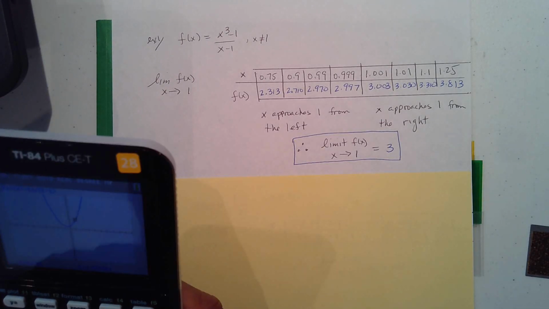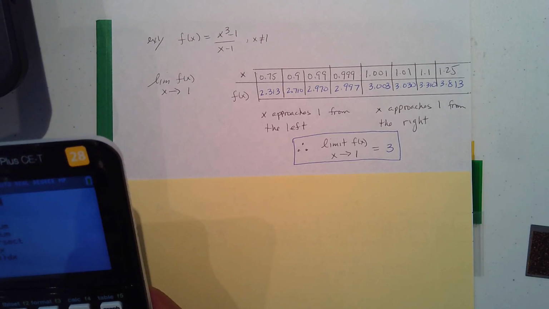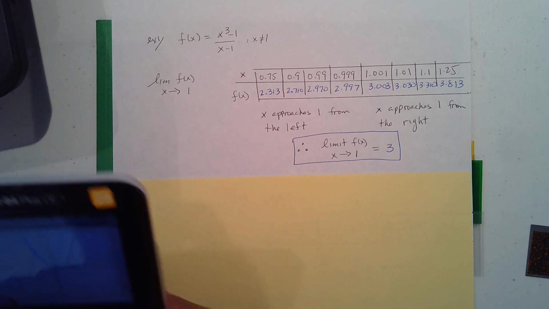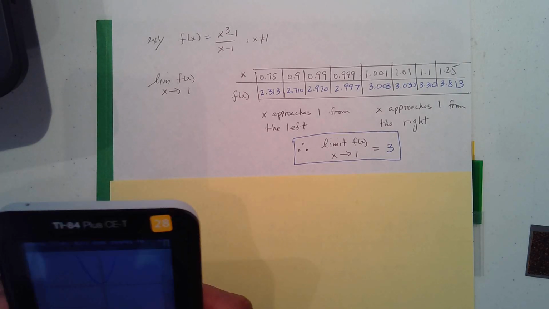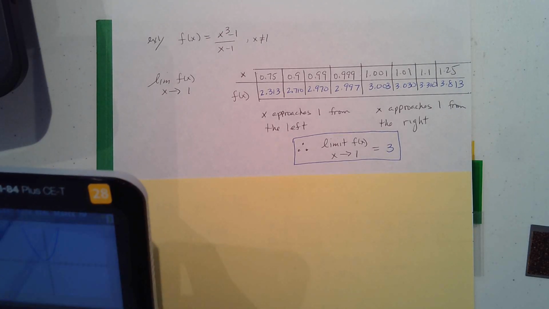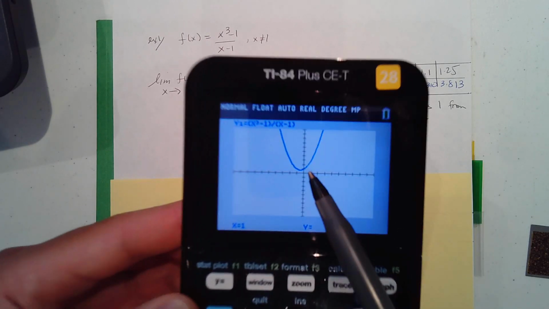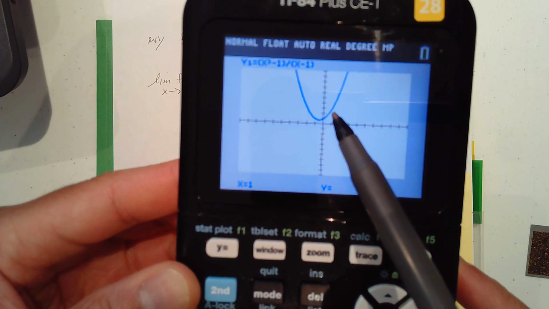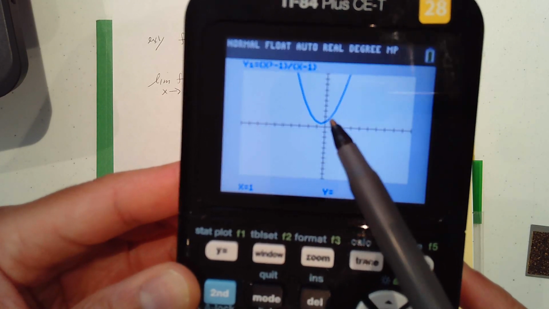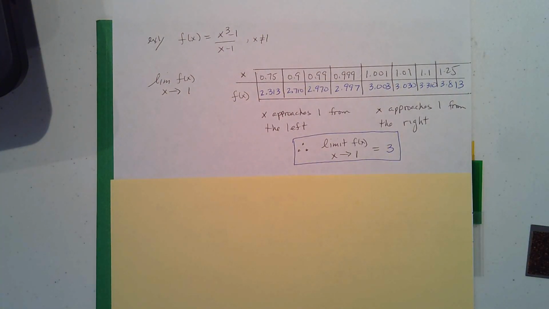Now, if you were to look at a graph, we can check the graph and we could see that from the left side of 1, which is right here, go up there, from the left side of 1 and from the right side of 1, we are approaching 3. So that was example 1.